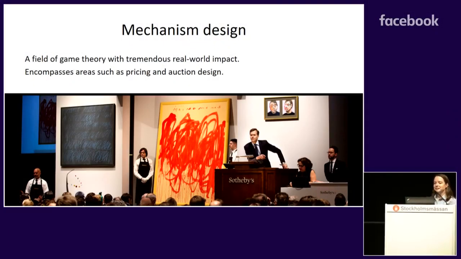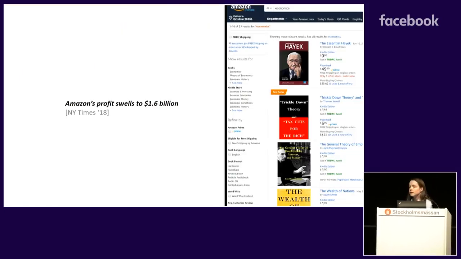Okay, so like Nina said, mechanism design is a field of game theory with tremendous real-world impact, and it includes areas such as pricing design and auction design. And of course, we see prices and auctions all around us. So for example, Amazon sells millions of items every day, and it has to decide how to price every single item it sells. So how should it do that?